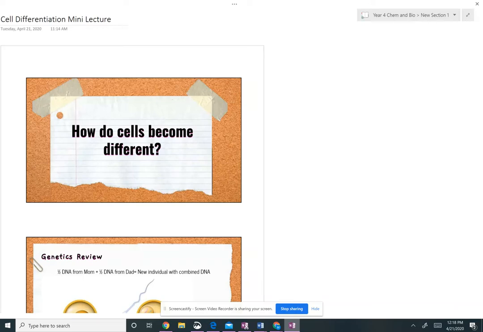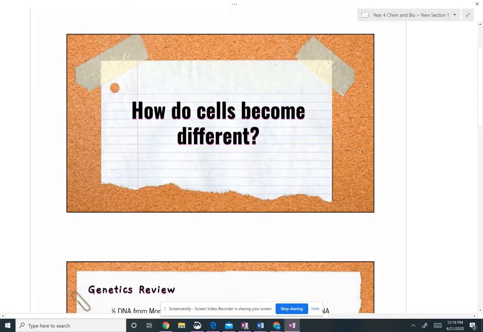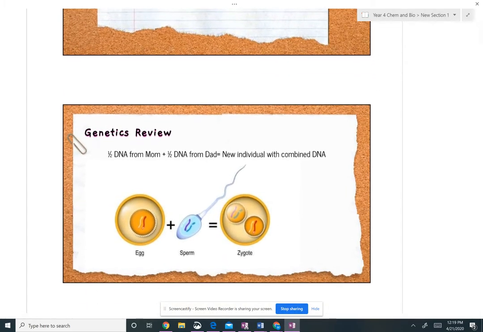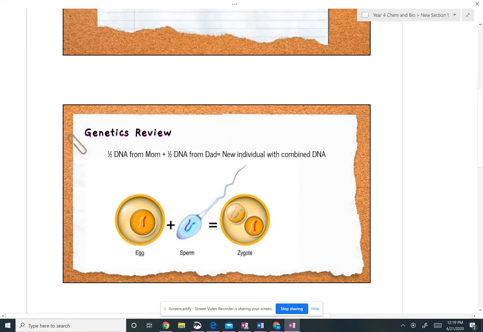Hi, you guys. I'm gonna quickly go over cell differentiation, which is basically how cells become different. As you know, there are many different types of cells in your body: blood cells, muscle cells, lung cells, all of those types of cells, right? But we're gonna spend some time focusing on how they become so different from each other. In order to explain this, we have to backtrack a little bit into some of the things that you already know about genetics, right?